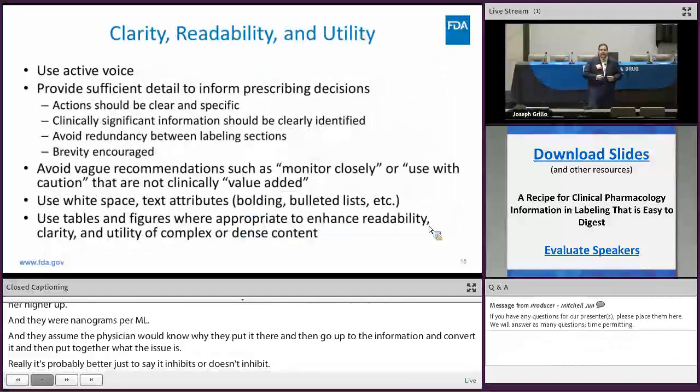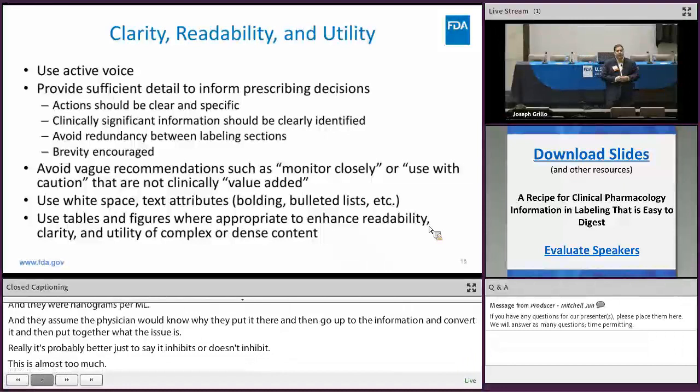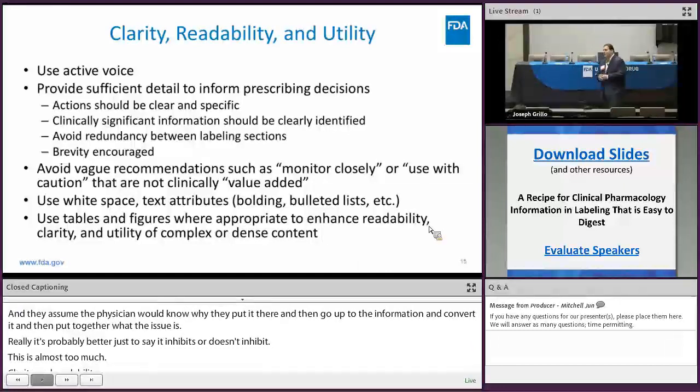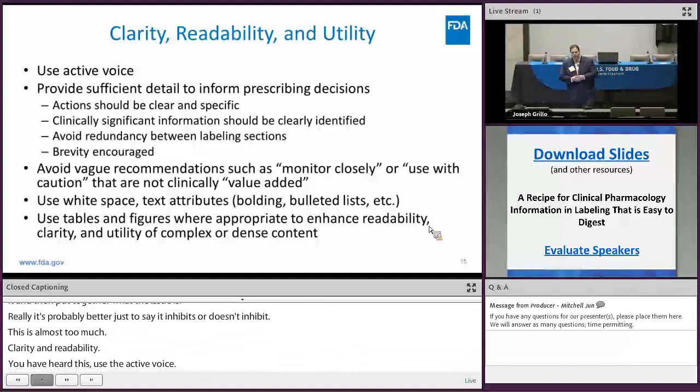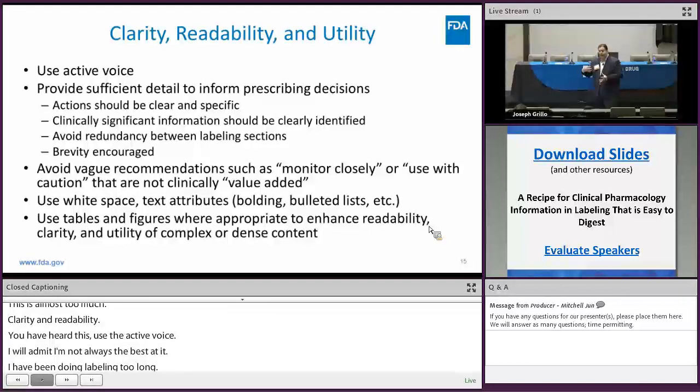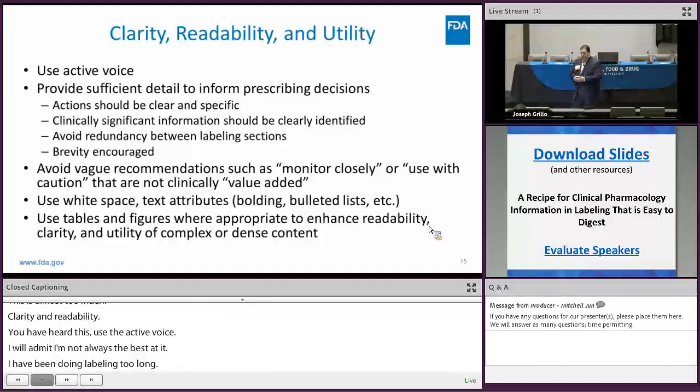So, clarity and readability. You've always heard this, the same old thing: use the active voice. We've heard this from healthcare providers as well. I'll admit I'm not always the best at it. Mongthuong usually has to correct me sometimes because I've been doing labeling too long. But if you work at it, you get into the practice of thinking more in active voice.